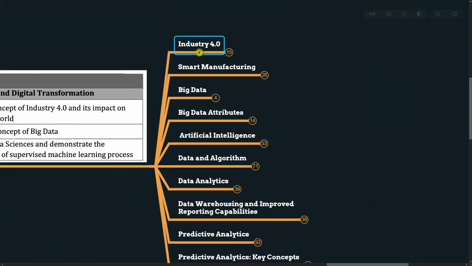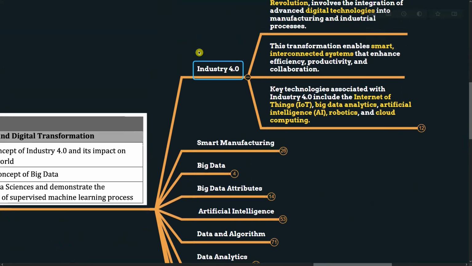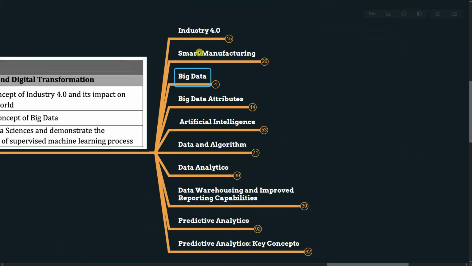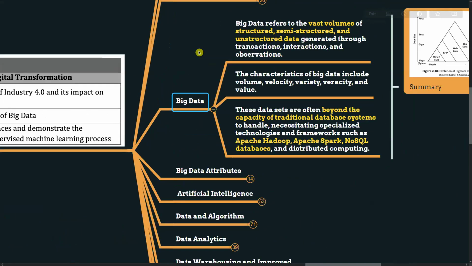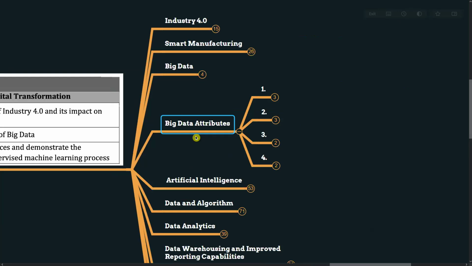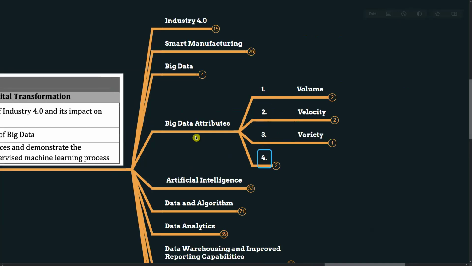So we have covered Industry 4.0, what the Industry 4.0 technologies are, and smart manufacturing. And I have explained big data. What does it mean by big data? And big data attributes. In the last classes, you can see in our video lectures also. The big data attributes are volume, velocity, variety, and veracity, right? So this is the area we have covered.